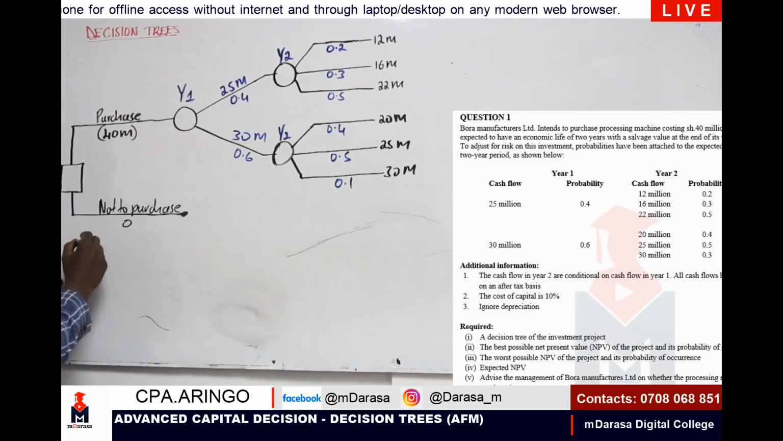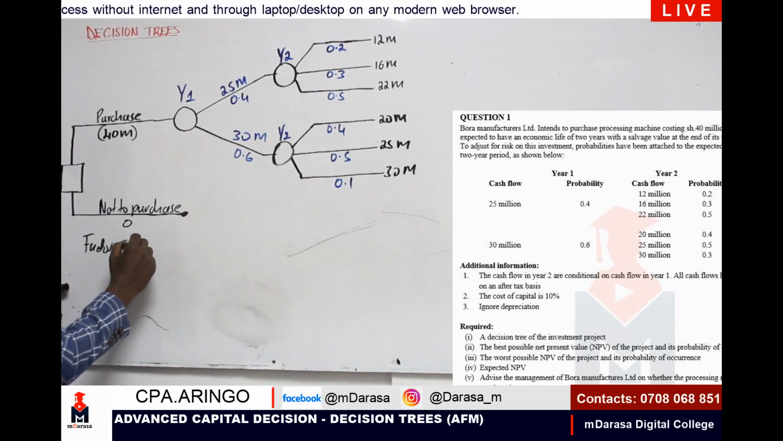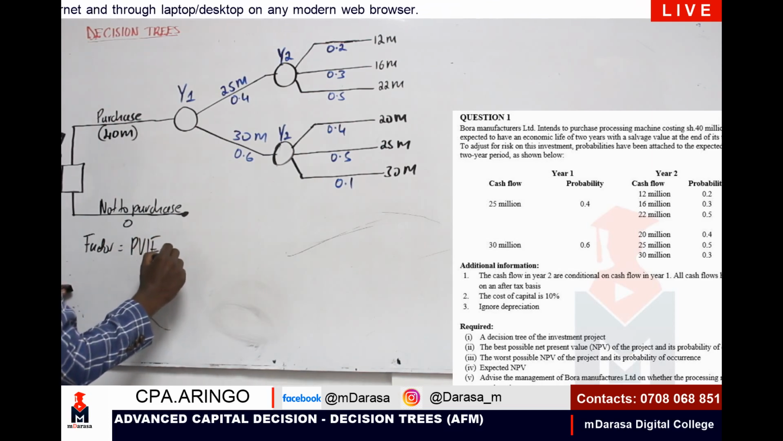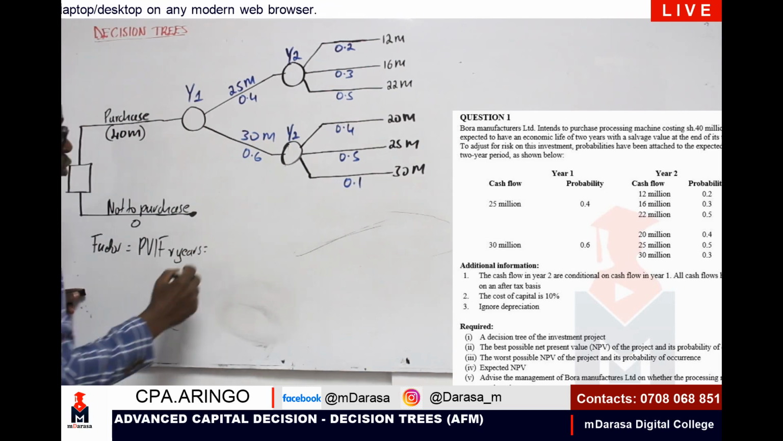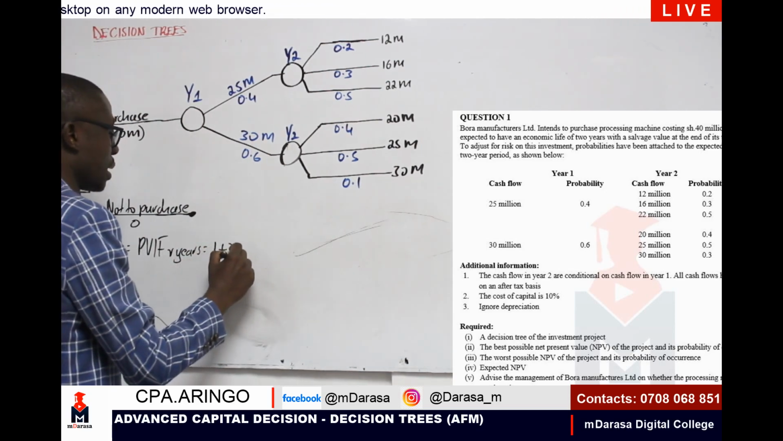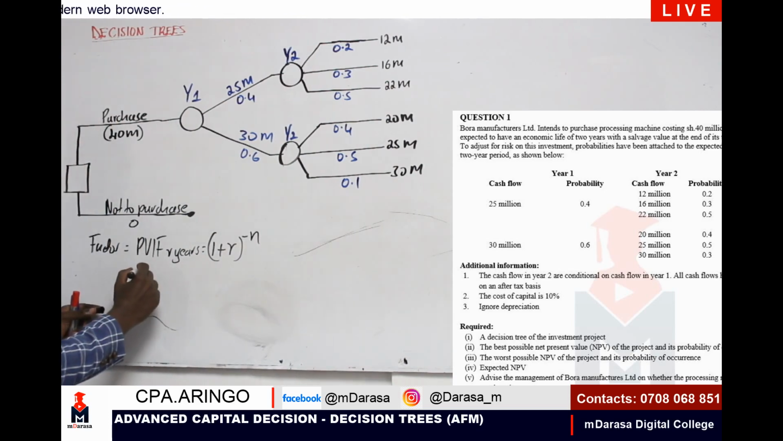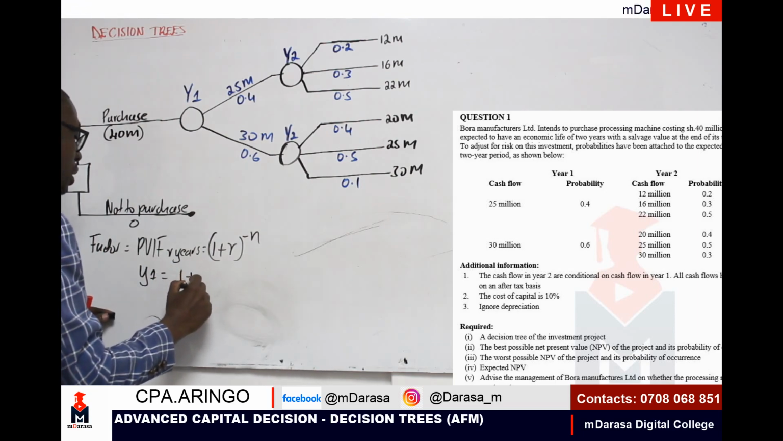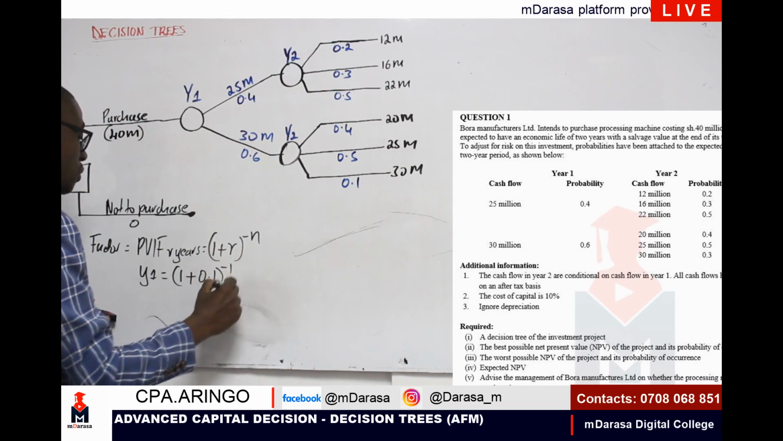Our factor should be the present value interest factor, given the rate and number of years, where we mention 1 plus r raised to the power negative n. So we start with year 1. What will be your factor in year 1, my good students? Year 1, I'm having 1 plus the discounting rate of 0.1, because it's 10%, raised to the power negative 1.